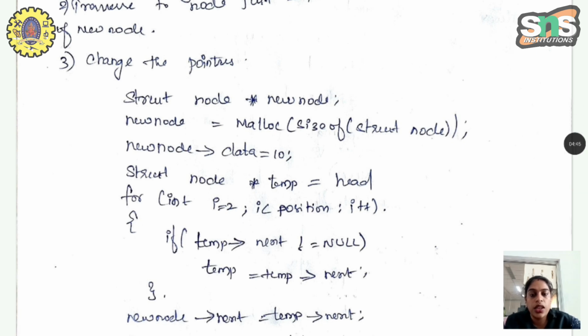Okay, insertion at a specific position involves pointer manipulation and careful traversal. Always validate the position and handle edge cases. This operation is powerful and widely used in dynamic systems.